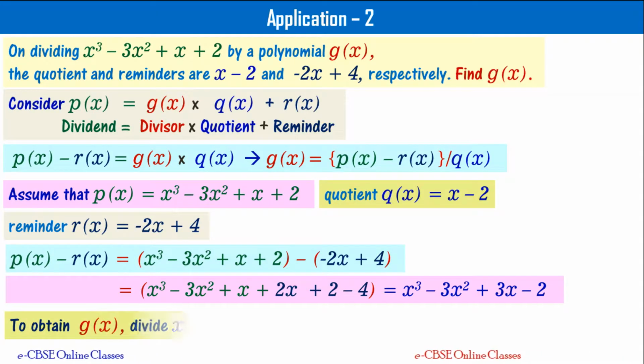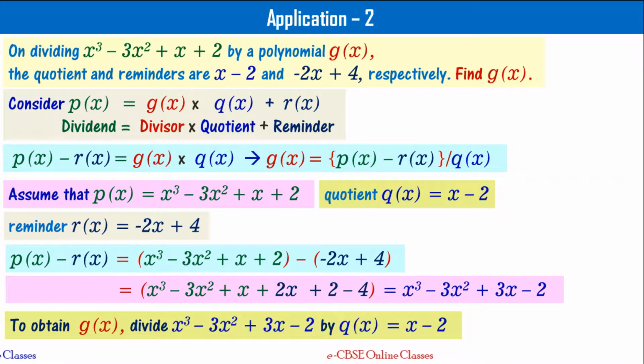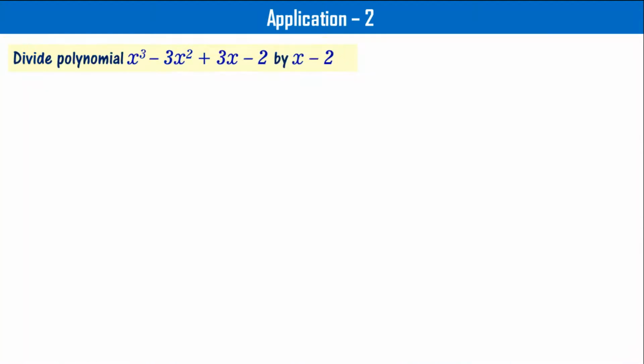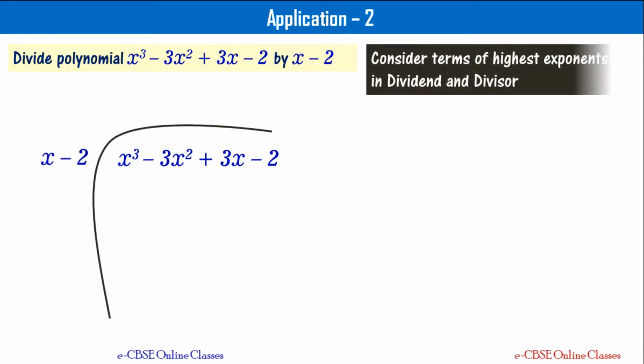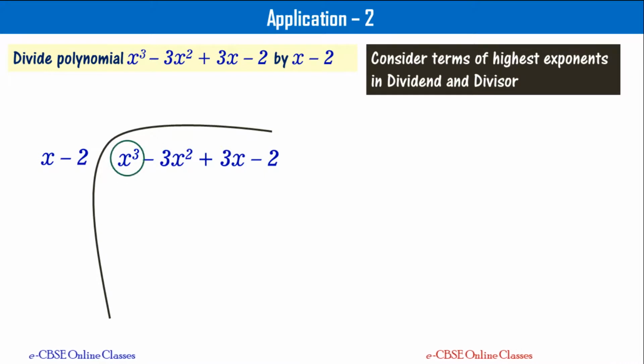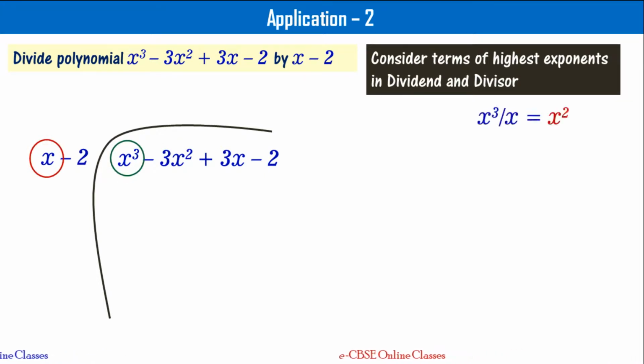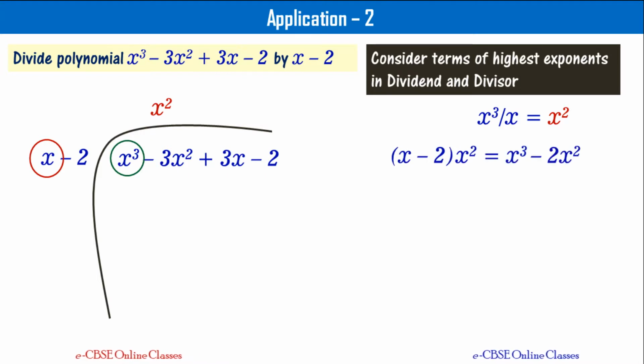Okay. Now, as we said earlier, to obtain g of x, we have to divide x cube minus 3x square plus 3x minus 2 by q of x, that is equal to x minus 2. Let's do that now. Let's write both the polynomials as shown here and consider the terms of highest exponents, x cube and x. Let's divide x cube by x so that you get the answer x square. This x square has to go at the top, and at the same time we have to multiply x minus 2 with x square, and then subtract the answer from the previous polynomial.